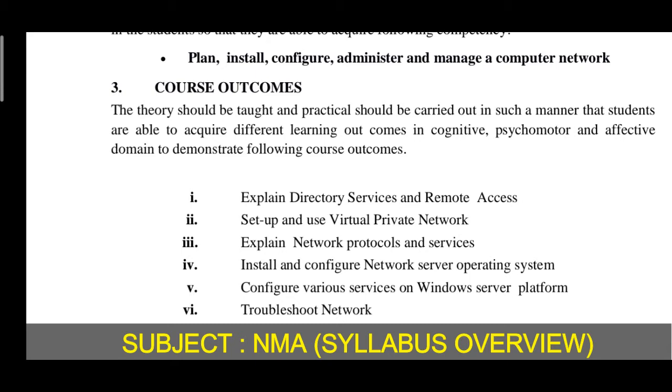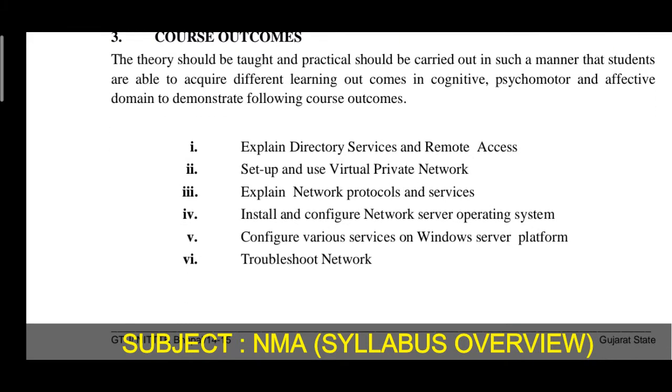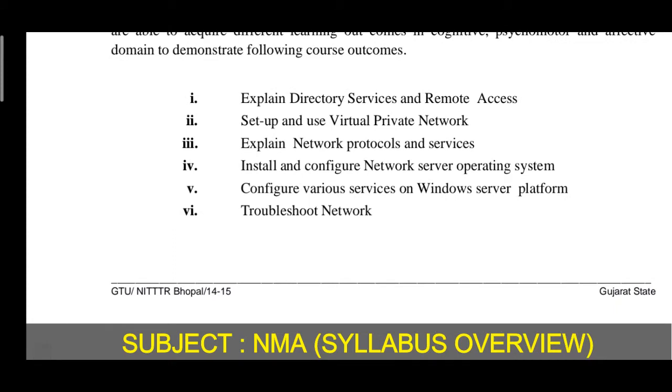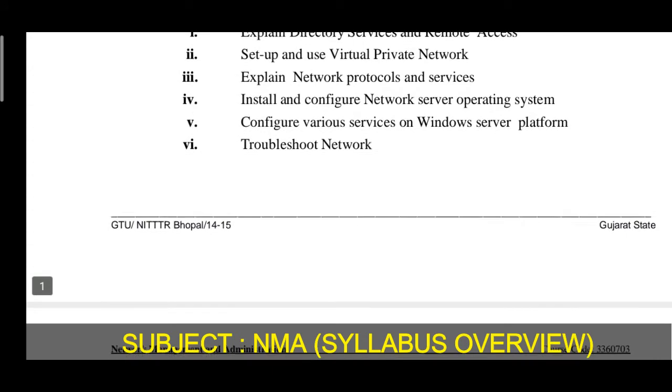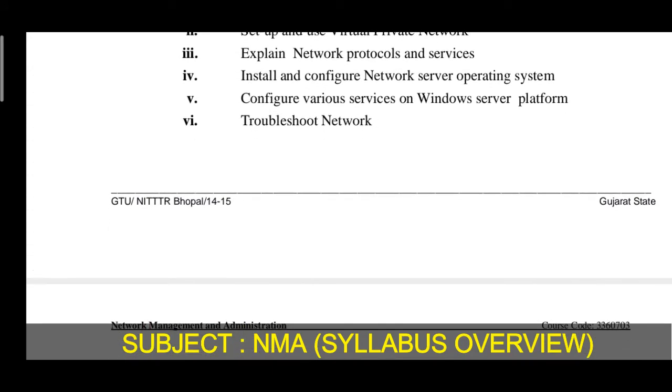How to access remote and directory services, then set up and use a virtual private network. It's known as VPN. VPN stands for virtual private network. Then explain network protocols and services. Then install and configure a network server operating system, then configure various services on the Windows Server platform, then troubleshoot the network.